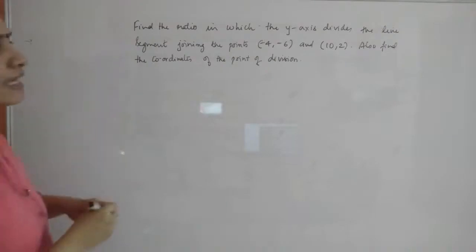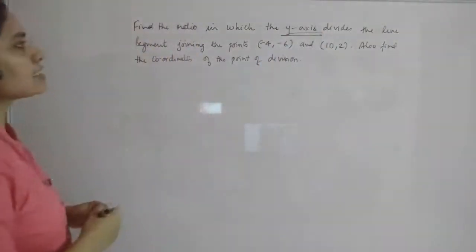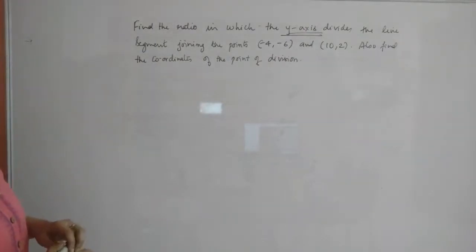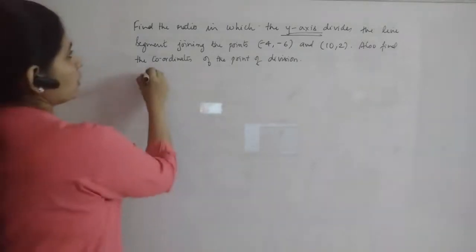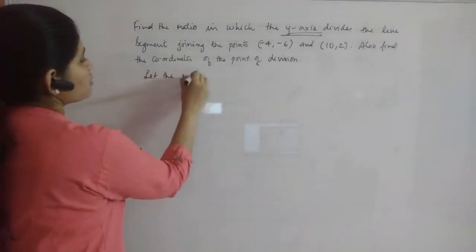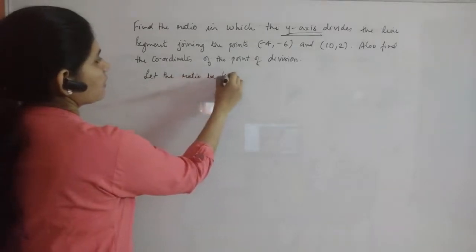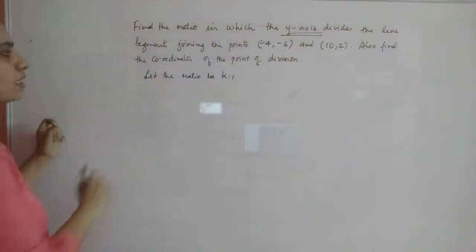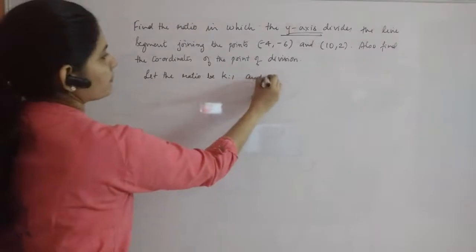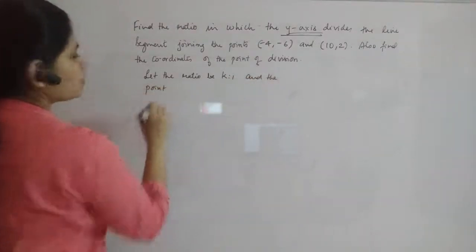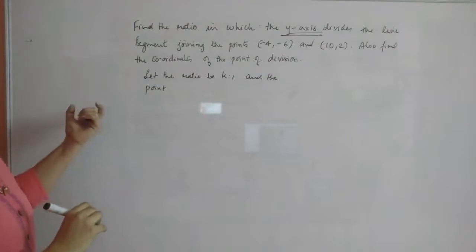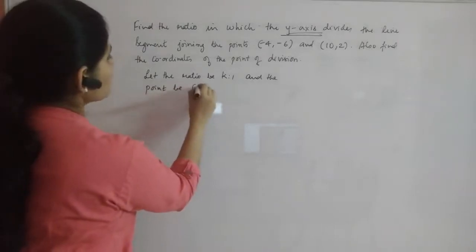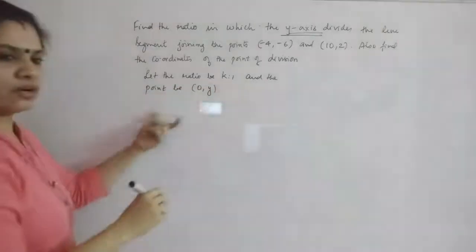Next: find the ratio in which the y-axis divides the line segment joining the points -4, -6 and 10, 2. Also find the coordinates of the point of division. So let the ratio be k:1, and since the point is on the y-axis, it will be of the form 0 comma something, right? Any point on the y-axis is of the form 0 comma y, or you can take any other variable.